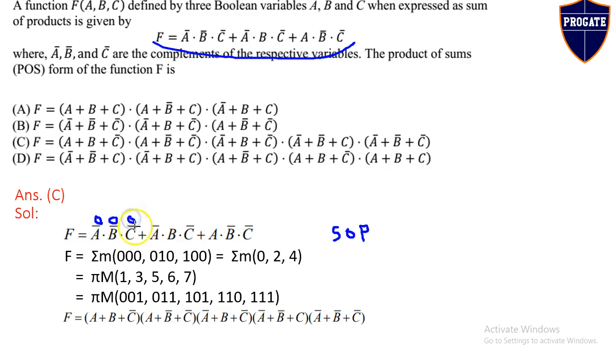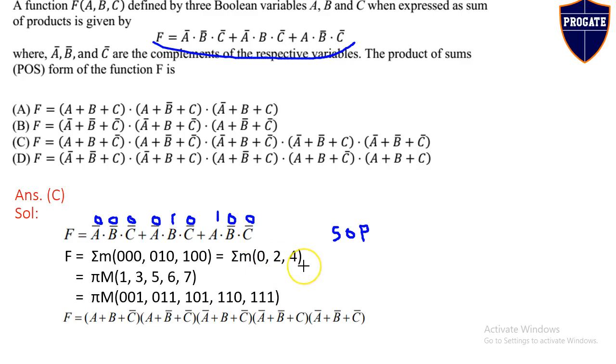So this 0 0 0 we are writing in sigma m notation. Sigma m is nothing but sum of min terms, or sum of product terms fashion. So the next term is a bar b c bar, meaning 0 1 0, and then the third term is a into b bar into c bar, that is 1 0 0. Now if you convert them into sigma m notation, it is nothing but sigma m of 0 to 4.